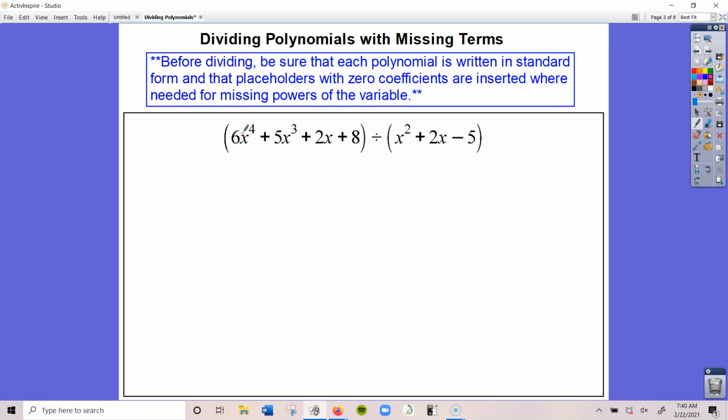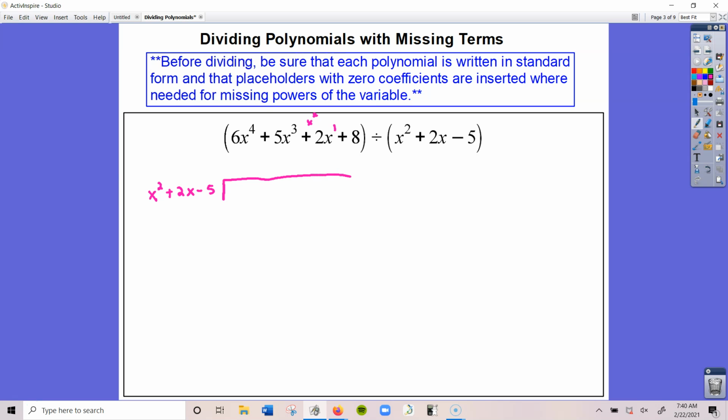So if you look at every single term, you have to make sure that all of the exponents are going in decreasing order and that you are not missing any exponents. So for example, here it goes from 4 to 3 to 1. So we're missing the x squared right in between. So when we're writing this out, we have to take that into account, and you're going to see why in a moment. My divisor here isn't missing any terms, so I'm just going to copy that down.